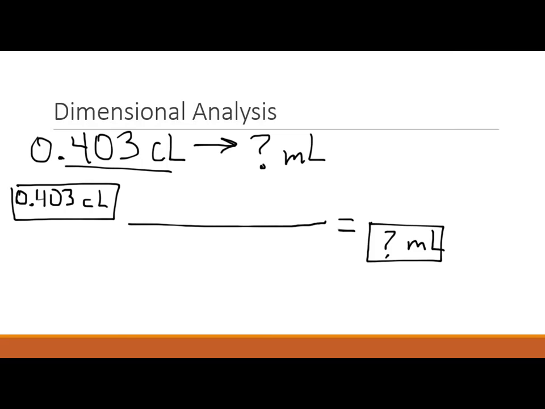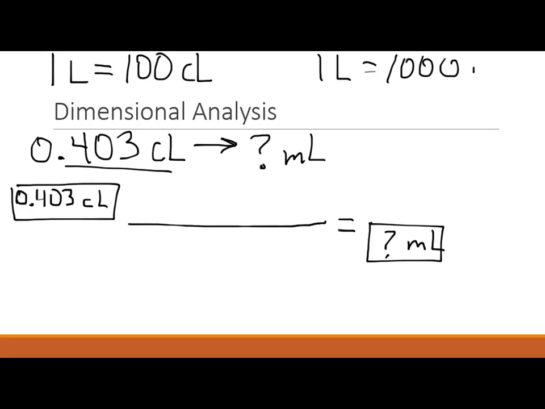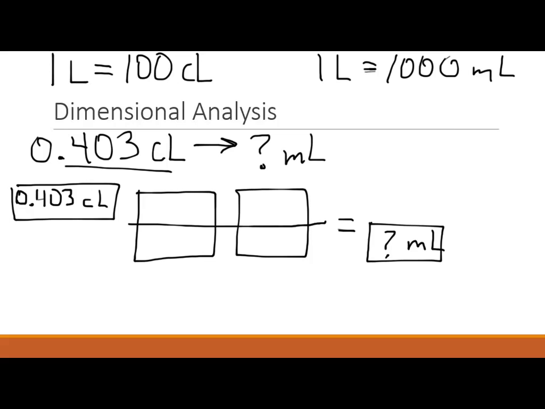Yeah, we definitely can. So we know that 1 liter, we're talking about liters this time, right? So 1 liter is 100 centiliters. I also know that 1 liter is 1,000 milliliters, right? So I can go ahead and work through this problem using two separate dominoes, just like I did using those symbols a little earlier. So I'm going to go ahead and use this one first.